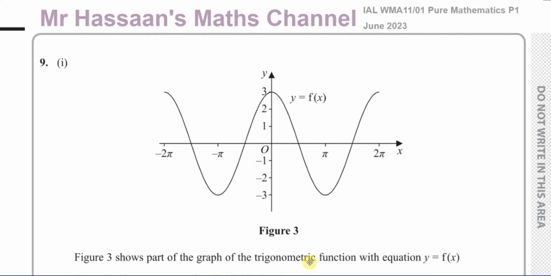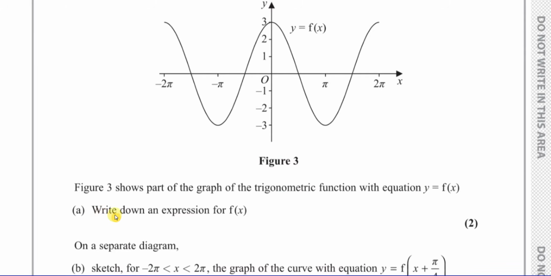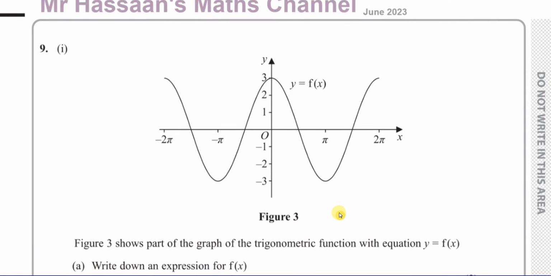I'm now answering question number 9 from the June 2023 Pure Mathematics P1 International A-Level Edexcel paper. This question is about trig graphs and their transformations. It says figure 3 shows part of the graph of the trig function with the equation y equals f of x. Part A says write down an expression for f of x.